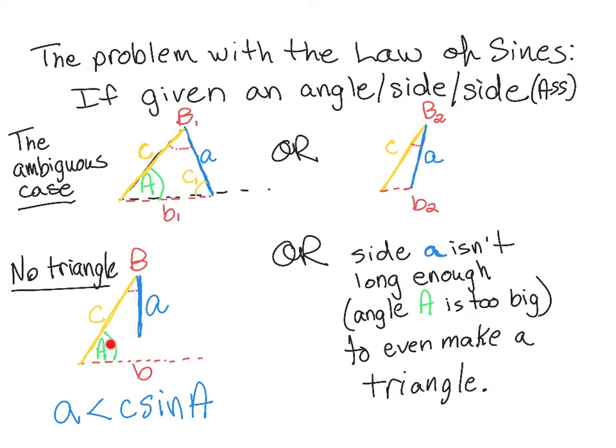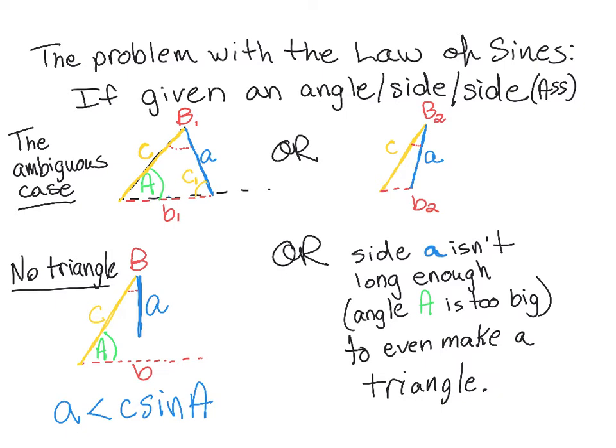If this angle is too wide open for the length of that, or if just the length is too short for how big the angle is, right? I just said the same thing in two different ways. It could just never be able to make a triangle.